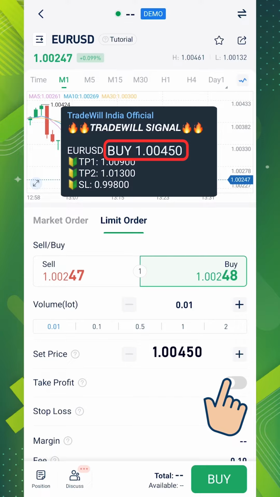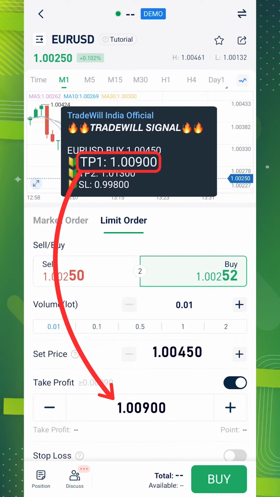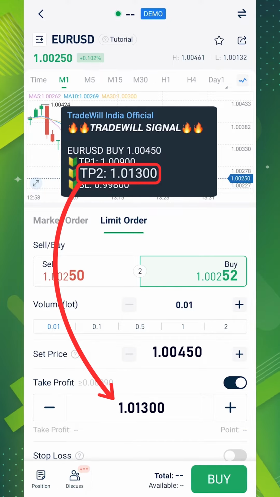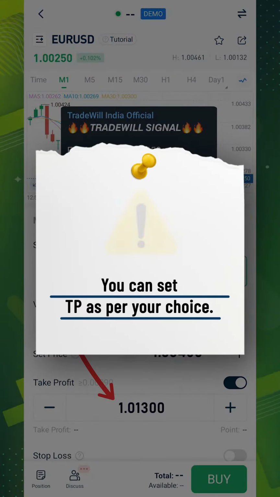Second step is to set TP. TP means take profit. By using the take profit feature, your position will automatically close in profit when it reaches the target. TP1, TP2 and TP3 are the targets till which it can reach. You can set TP as per your choice.